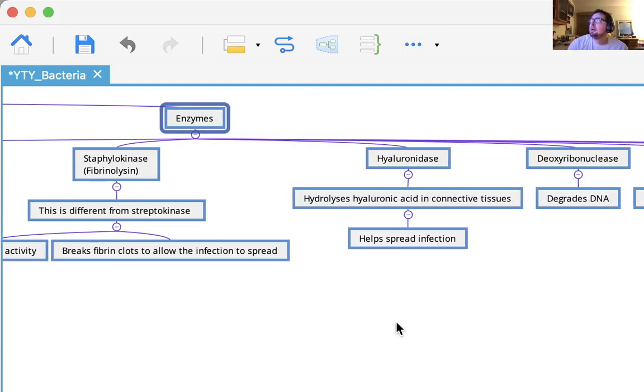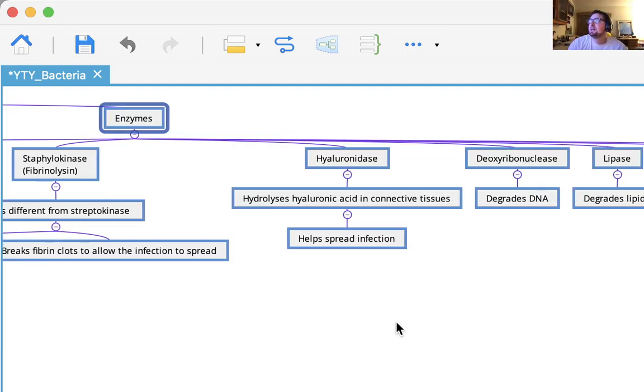Hyaluronidase is there to break down hyaluronic acid, which is a very important component in your connective tissues. It's also in your heart. And this again helps to spread the infection, but this is more of a local infection spread. It's breaking down those connective tissue barriers and helping the bacteria move from space to adjacent space.